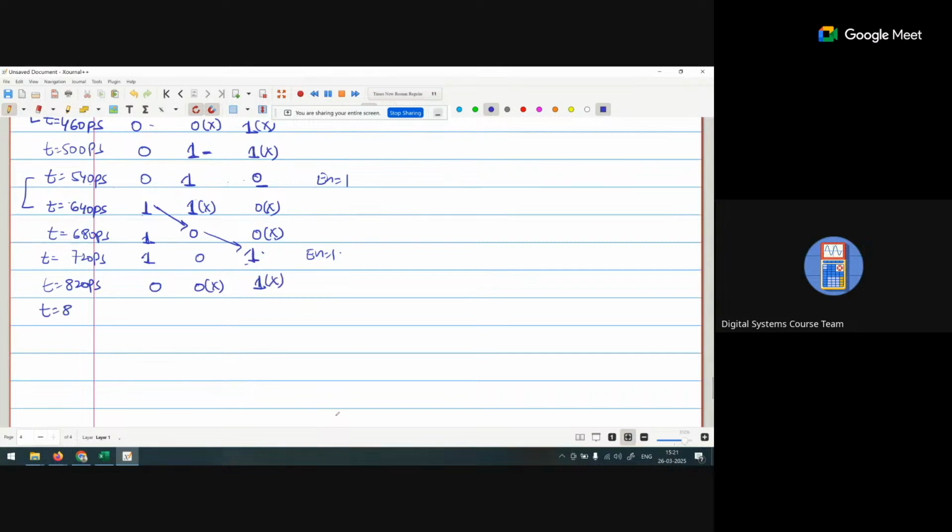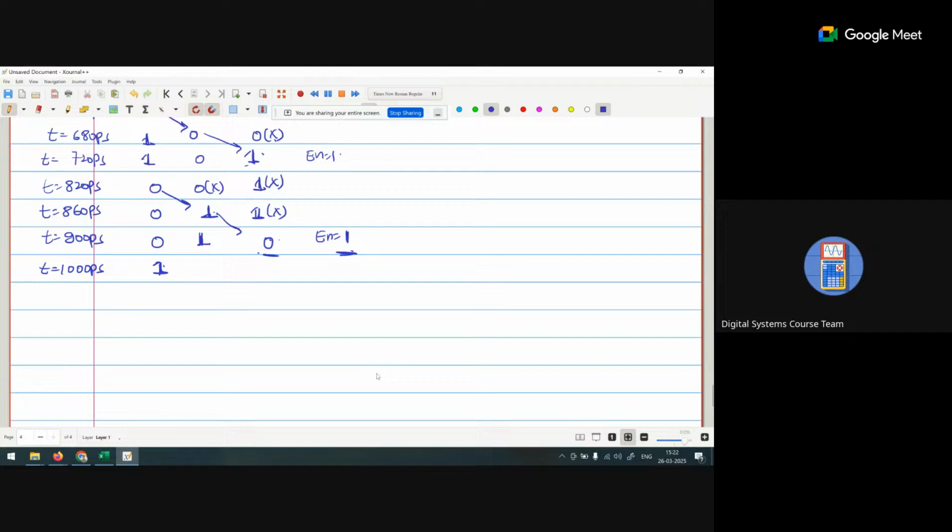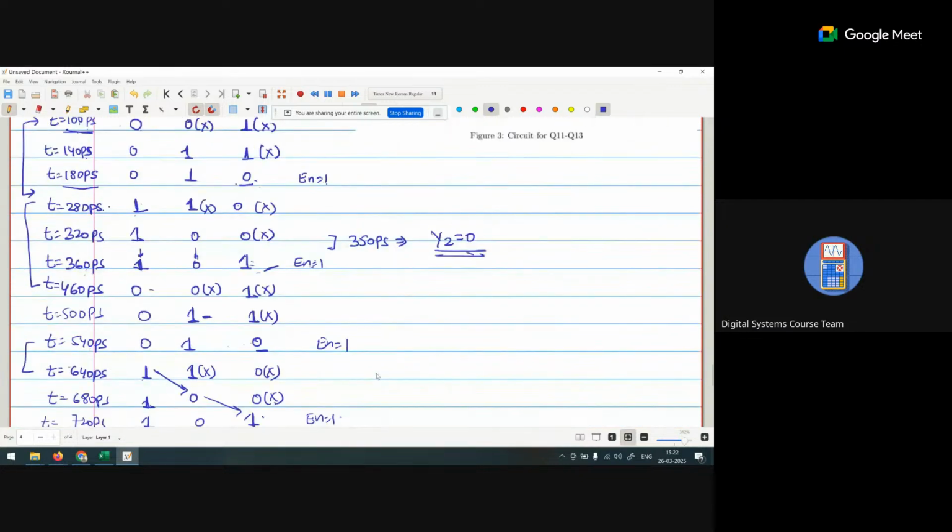Now t is equal to 860 picoseconds. The 0 as it is, and because of this 0 we are getting 1 here, and this one is invalid. Now at t is equal to 900 picoseconds, the 0 is as it is, and because of this we are getting invalid conditions. This is the 0. Now enable is 1. If y2 is changed to 0 and enable is 1, we are getting the effect at 1000 picoseconds on y0. It becomes a 1. Clear? So in this way, we can create a timing diagram.